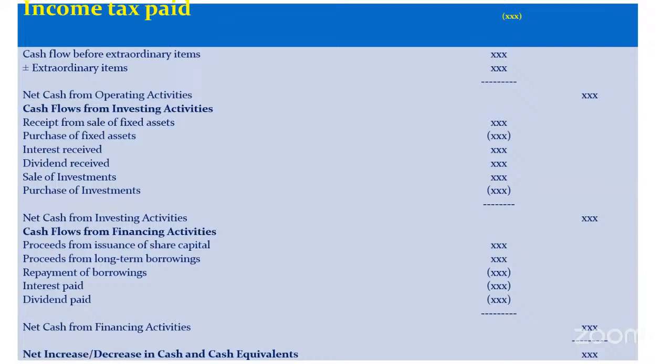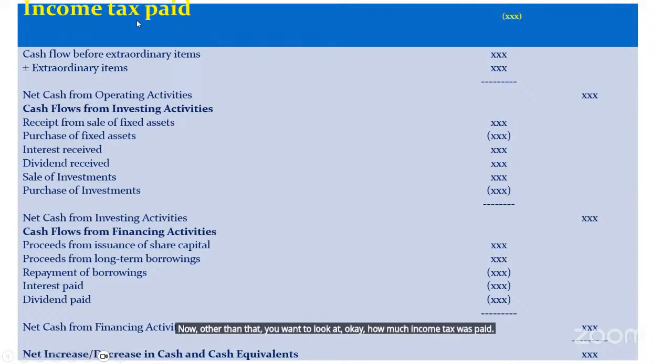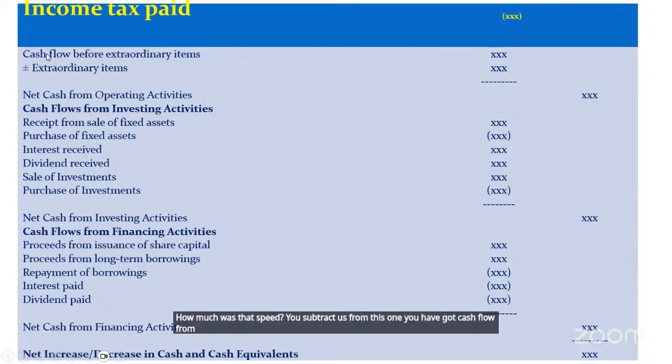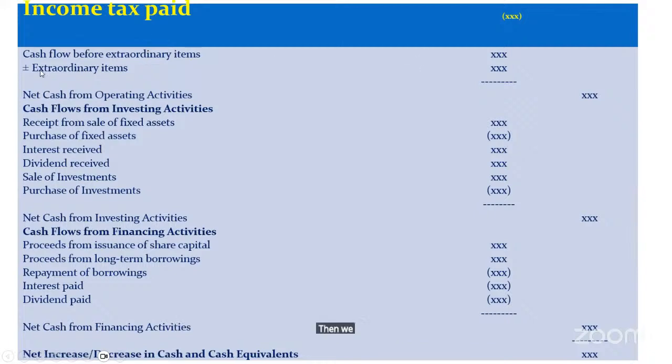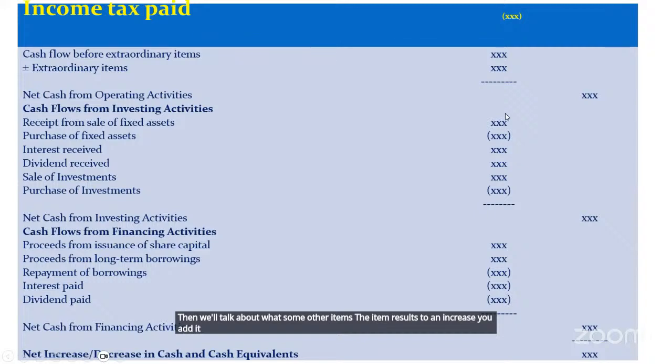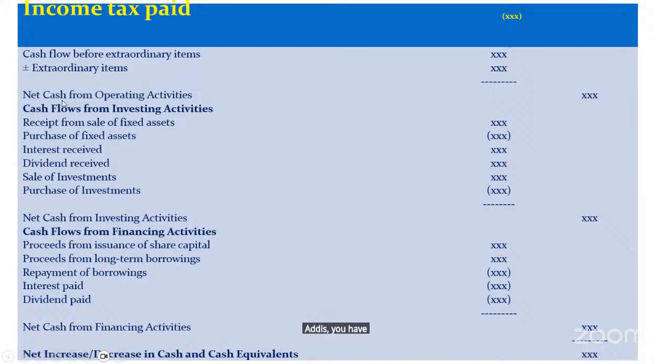Now, having done that, you will look at how much income tax was paid. You subtract tax from this one. You have cash flow before extraordinary items. Then we'll talk about extraordinary items when they occur. If the item results in an increase, you add it. If it results in an outflow, you subtract it. That's why we have plus or minus here. By the time you add this, you have net cash from operating activities. It stops here.